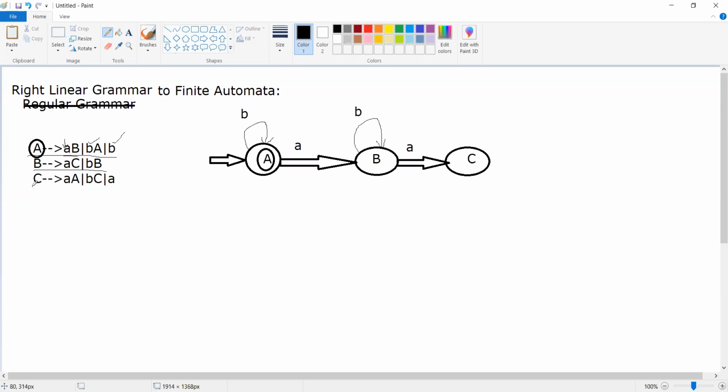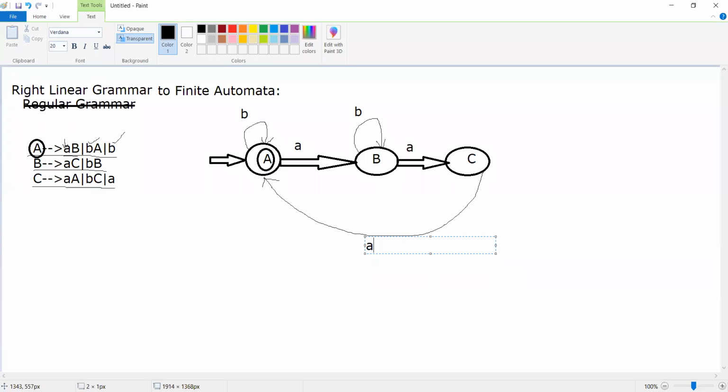Now let us go ahead and see the last one, C productions. So we have a production called C derives to small a capital A. So this is our state C. So from C to capital A, there will be a production. So C derives to small a capital A. Now this transition is possible with the help of input symbol small a.